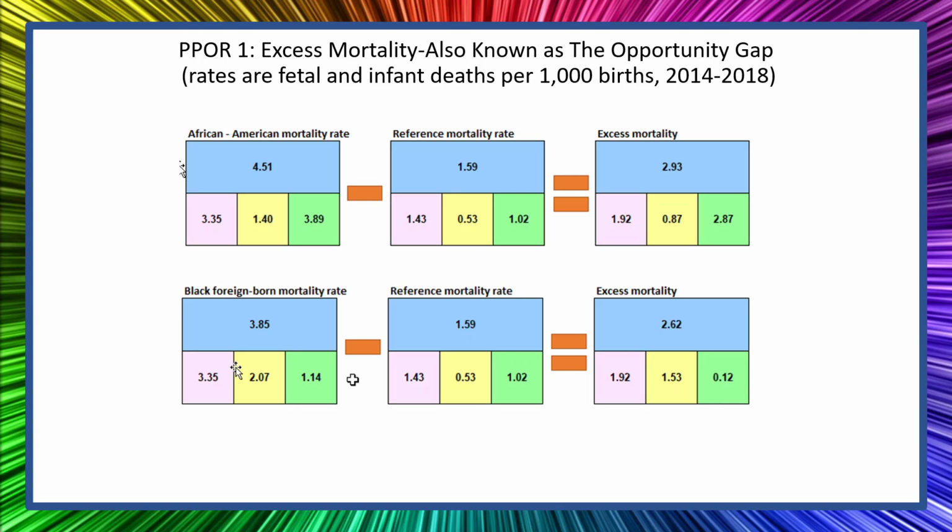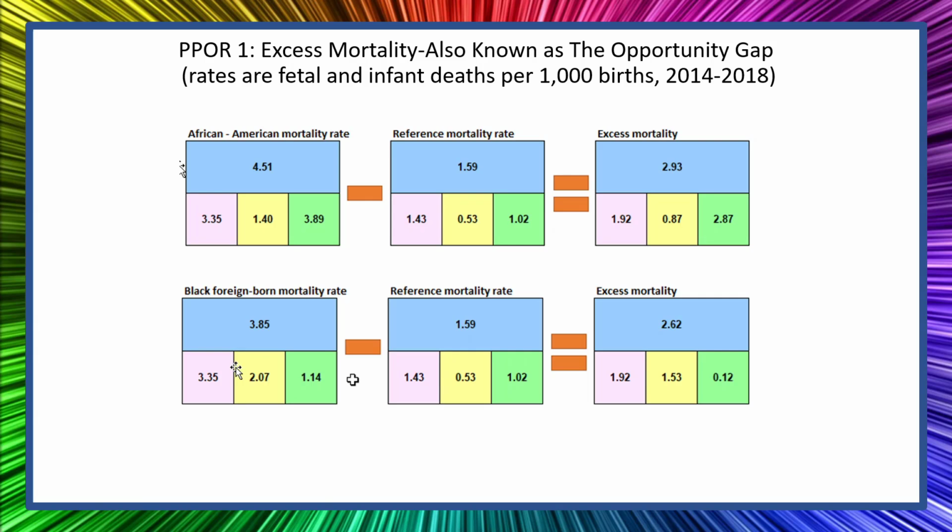So we fill in the fetal infant mortality map for each study group and then compare those to the reference group. Each box shows the rate of death per 1,000 births in each of the periods. We subtract the reference group rates from the study group rates, and we get the boxes on the right. This is called excess mortality. It's also called the opportunity gap. It shows the difference in rates between the study and the reference groups.